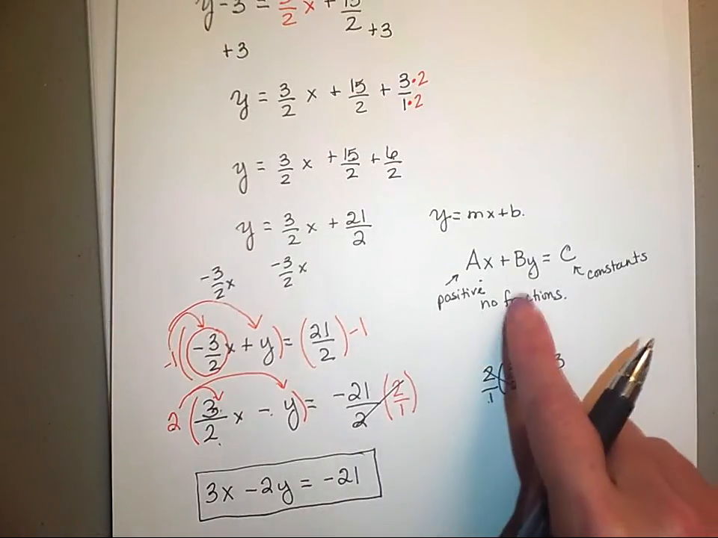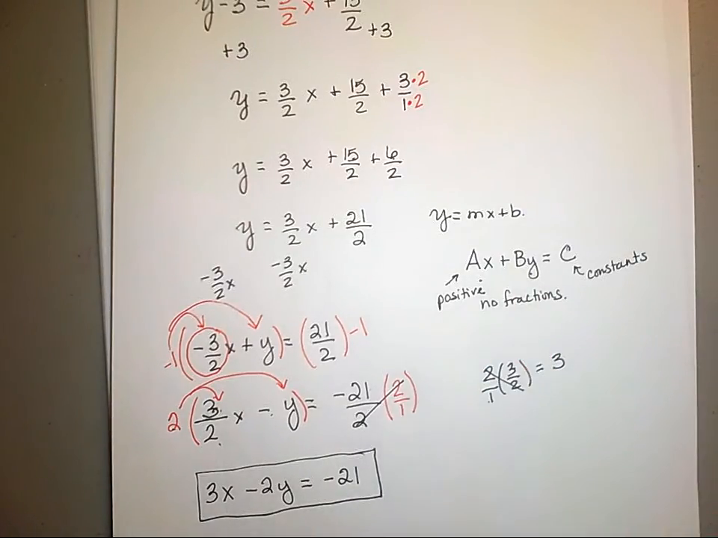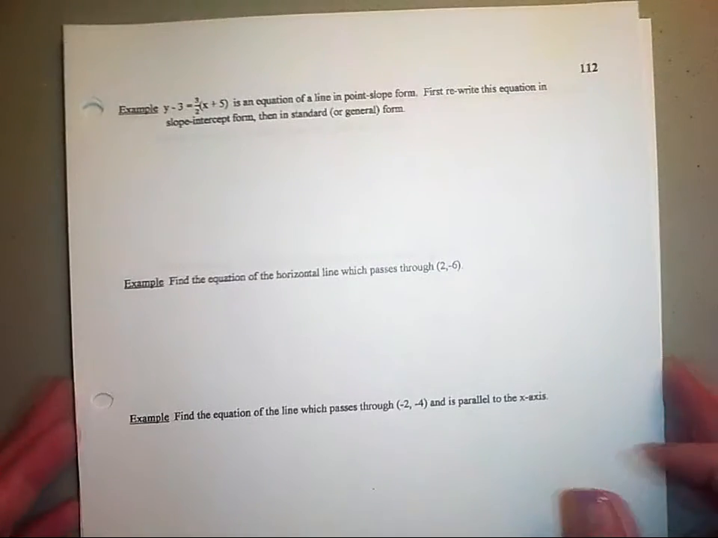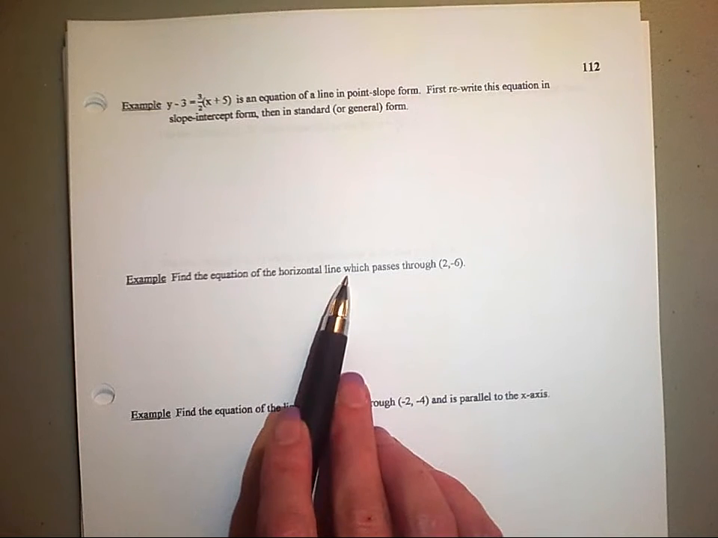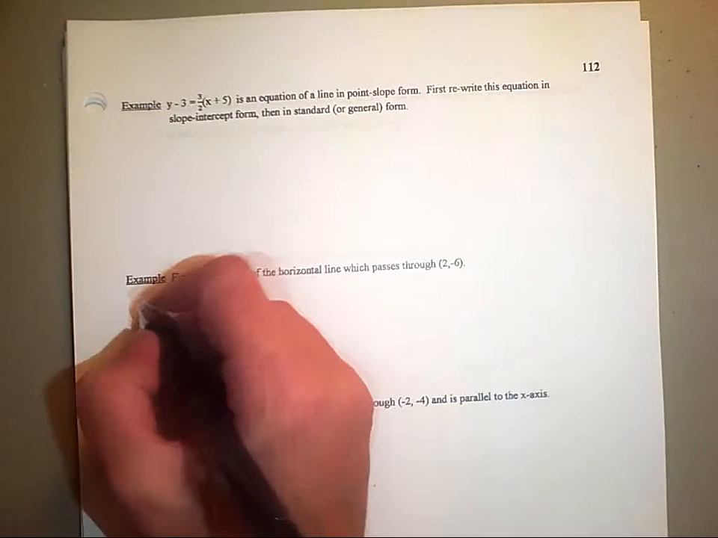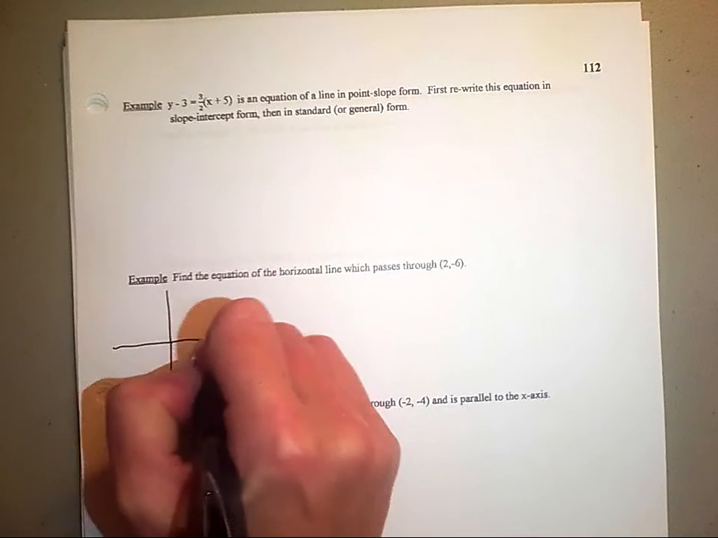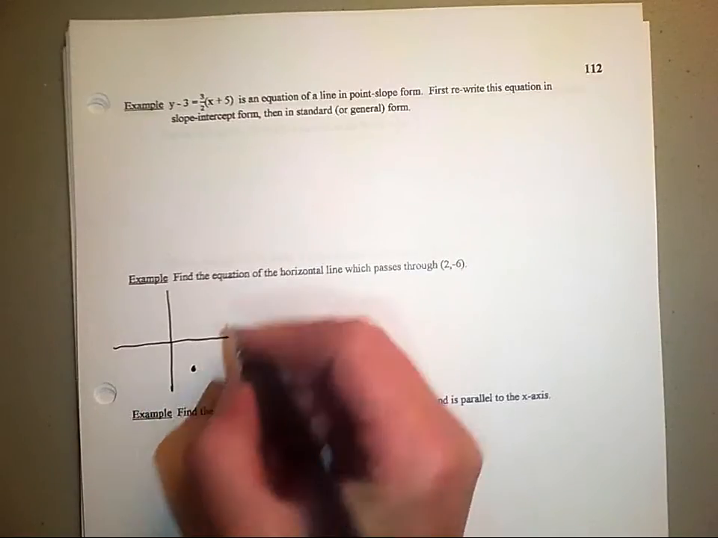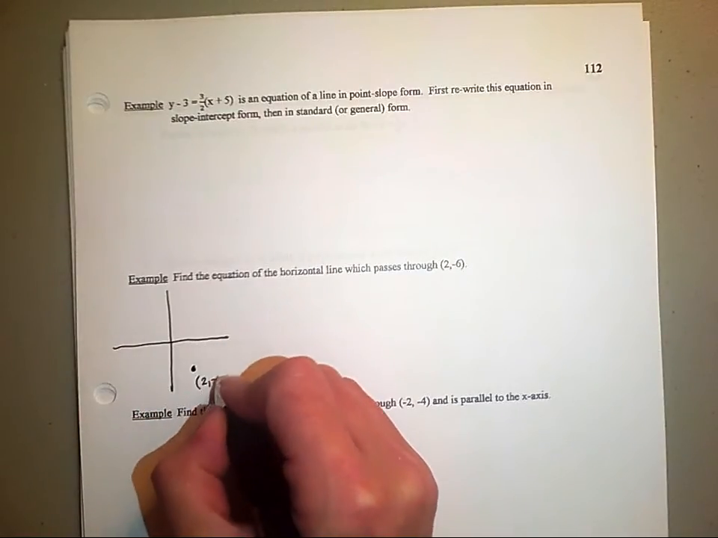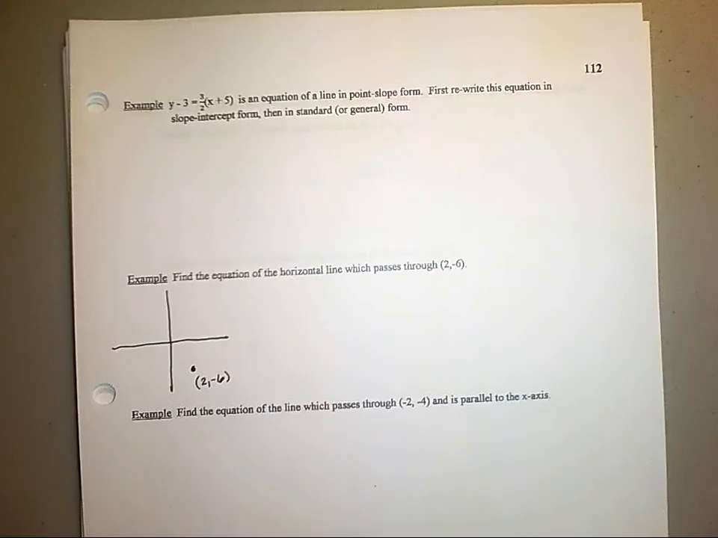Okay, so that'll take a little bit of practice. This is why I'm saying we need to put it on our flashcards so we remember what it is. Now in the next one, we want to find the horizontal line that passes through this point. So let's draw a sketch of it. If I was at 2, negative 6, I would be in the 4th quadrant, someplace down here. 2, negative 6. I'm just drawing a sketch.